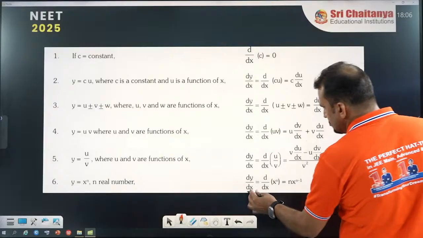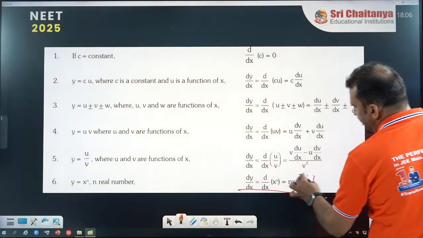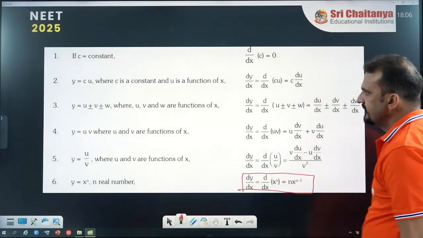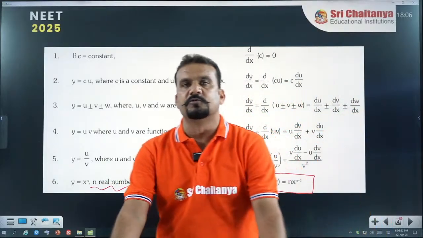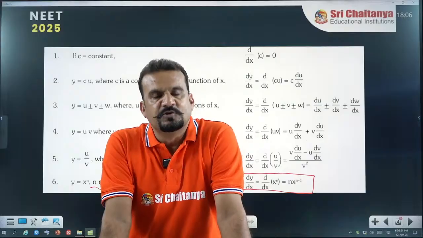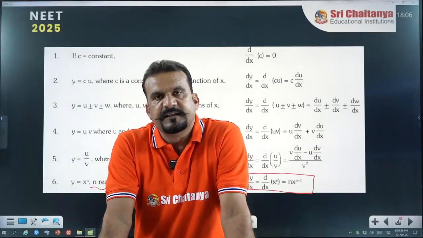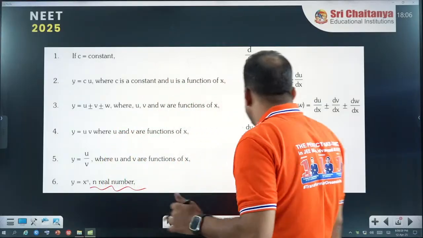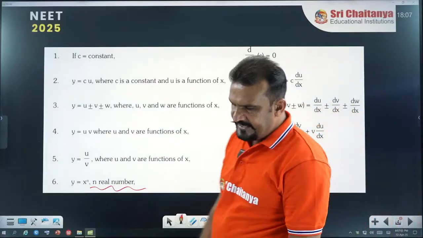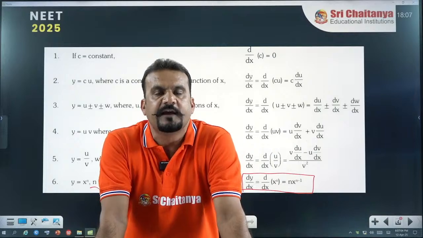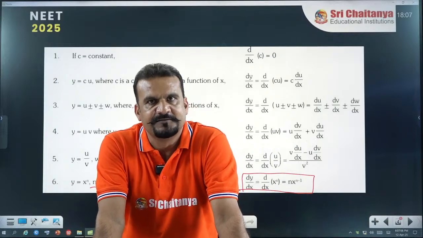What was that? X to the power n differentiation, that is n into x to the power n minus 1, where n should be real number, and we have all discussed about real number only. In physics we will not discuss anything about imaginary number, that is mathematical part. So that's why when n is real number, differentiation of x to the power n is going to be n into x to the power n minus 1.